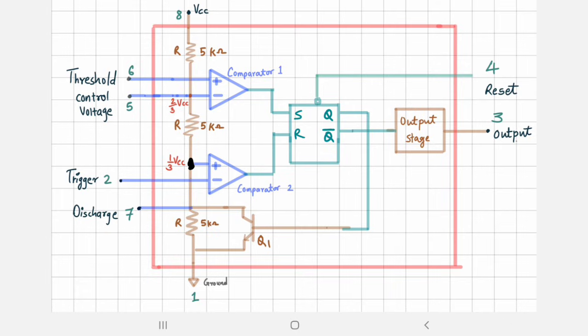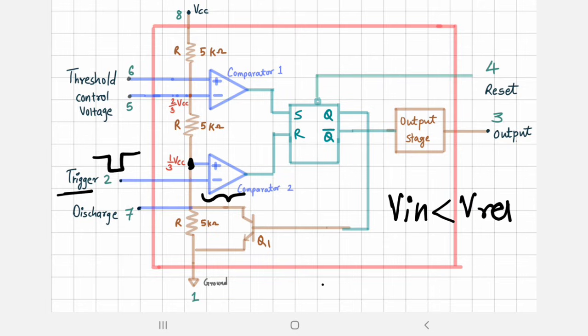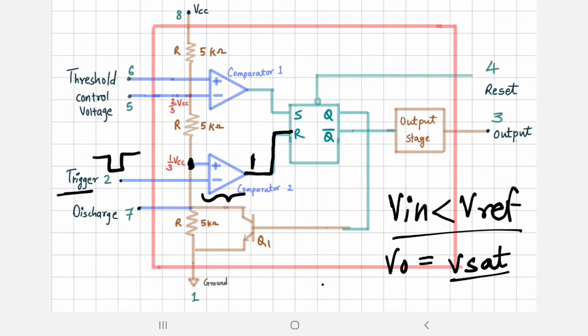Now at this point, there is 1/3 VCC reference voltage and this is an inverting comparator. The purpose of the trigger pin is for applying the input voltage. Here you will give the input signal. Now if you give some pulse at pin 2, and this is a negative pulse, your input is less than V reference, right? And when your input is less than V reference, the output of the comparator turns high. So your output will be plus Vsat. Just now we have studied this concept. So the output of comparator 2 is 1. This output is connected to the R pin of the flip-flop, meaning your flip-flop is reset. So your Q will be 0 and Q bar will be 1. And this Q bar is connected to the output stage.